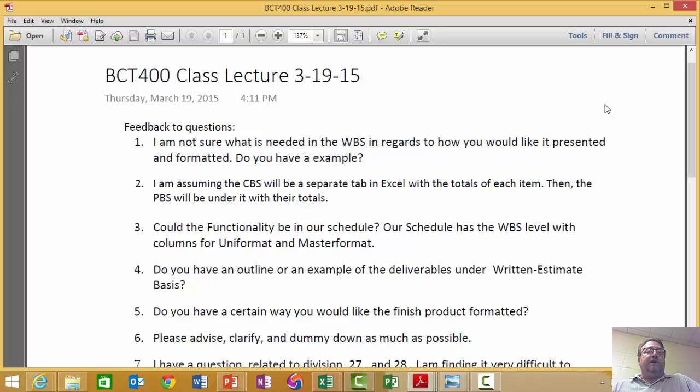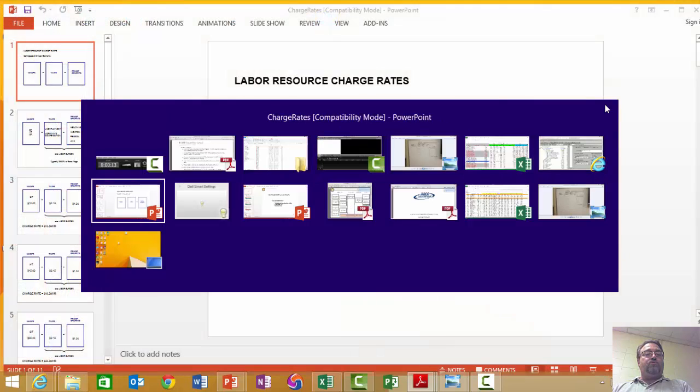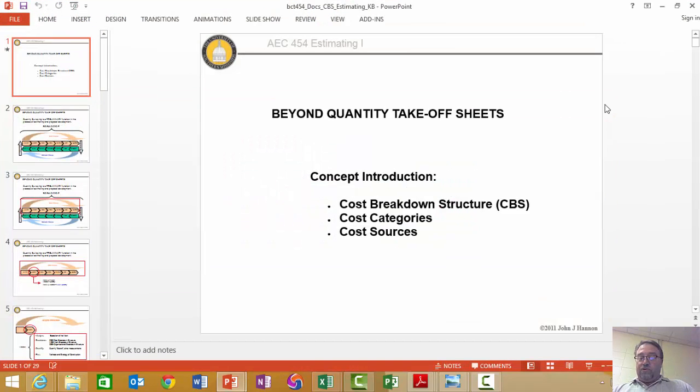The first one says, I'm not sure what is needed in the WBS in regards to how you would like it presented and formatted. Do you have an example? Number two says, I'm assuming the CBS will be a separate tab in Excel with the totals of each item, then the PBS will be under it with their totals.